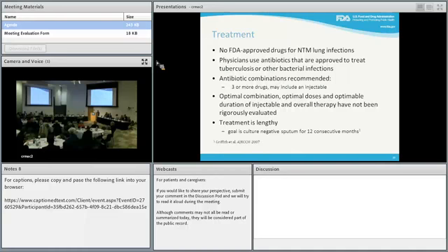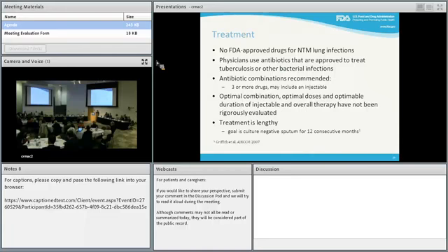So I'm going to switch gears to treatment, and we'll hear more about treatment later this afternoon, so I'm not going to go into it in much detail. But briefly, there are no FDA-approved drugs for NTM lung infections. Physicians in practice will use antibiotics that are approved to treat tuberculosis or other bacterial infections. In general, these antibiotics, used so-called off-label, may be used for longer durations and in different populations than those in which they were approved in. And sometimes the side effect profile may be different.